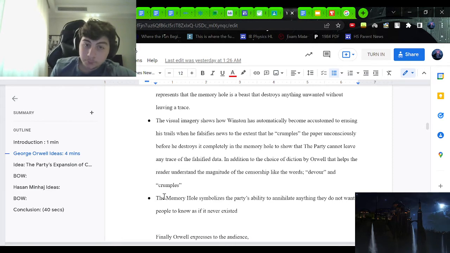So the memory hole symbolizes, then the party, again in quotes, ability. I actually like this one. I'm not going to change anything. Stuck to the quote. To annihilate.